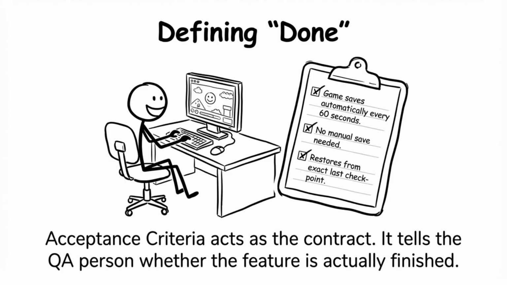Moving on to slide 10, we're looking at how we actually define done. See, acceptance criteria basically acts as a contract, right? It tells the QA person and the dev whether a feature is truly finished. Like looking at this checklist for game saves. If it doesn't hit every point, it's not done. It just takes the guesswork out of knowing when to move on.